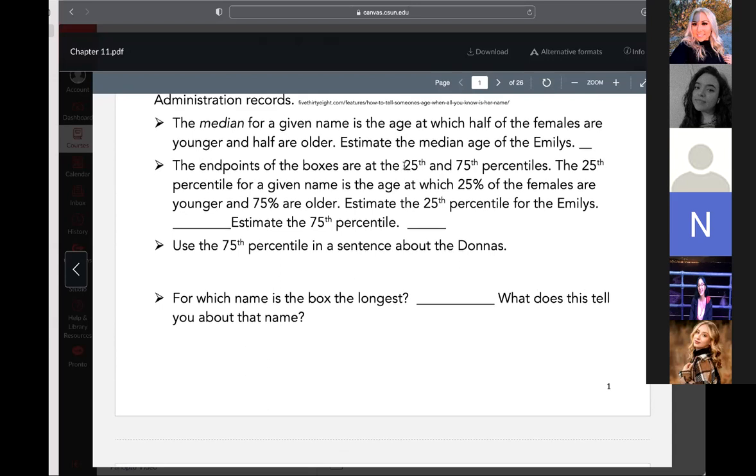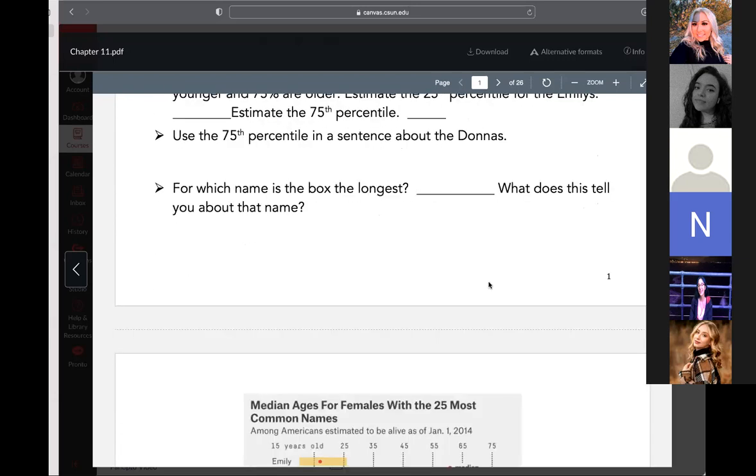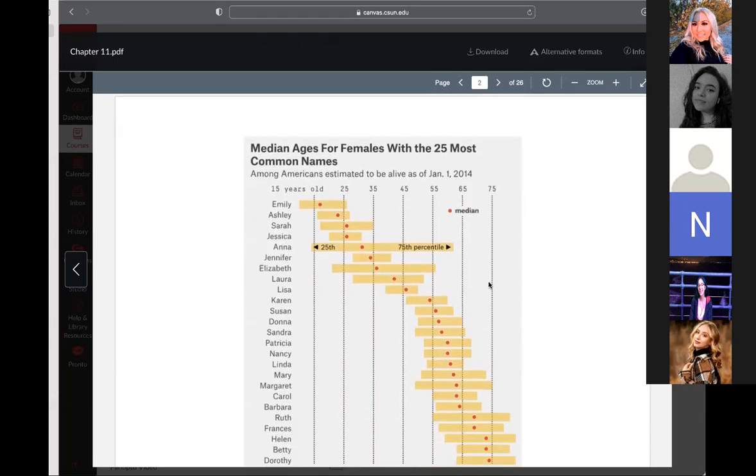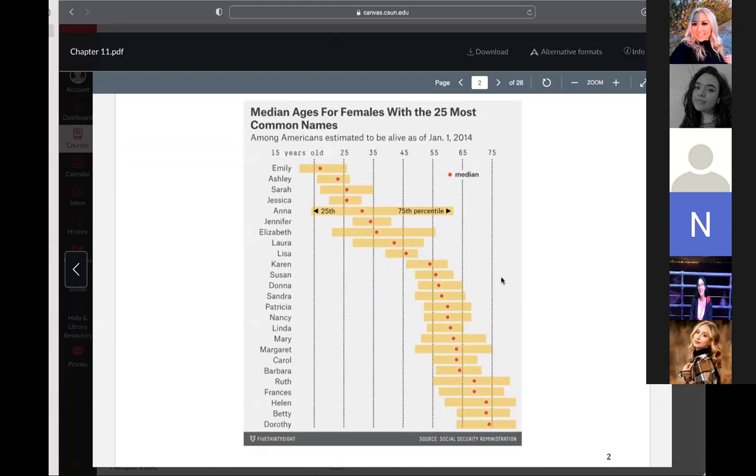So use the 75th percentile in a sentence about the Donnas. You don't see many Donnas these days. So somebody describe in words, or say a sentence in words that uses the word Donna and the 75th percentile and makes sense in the context of what we're doing right here.